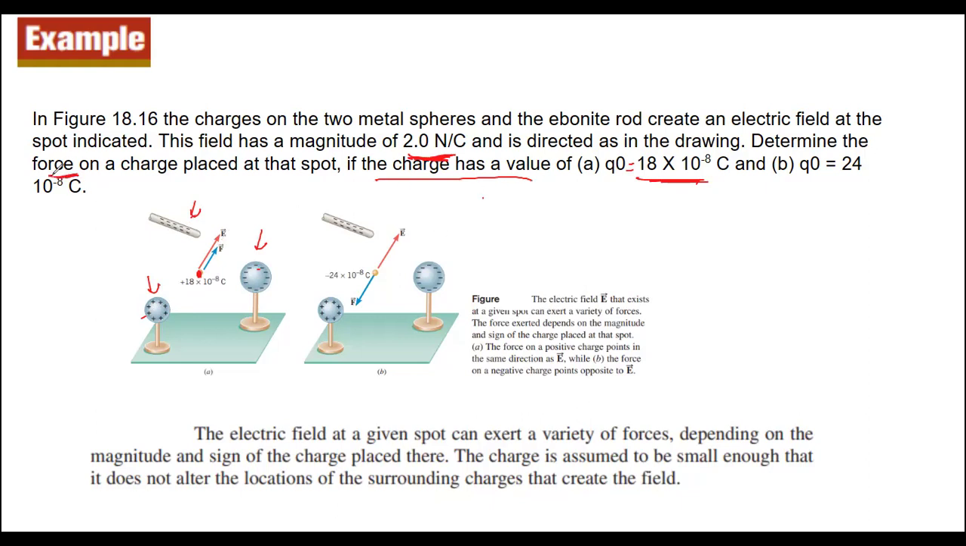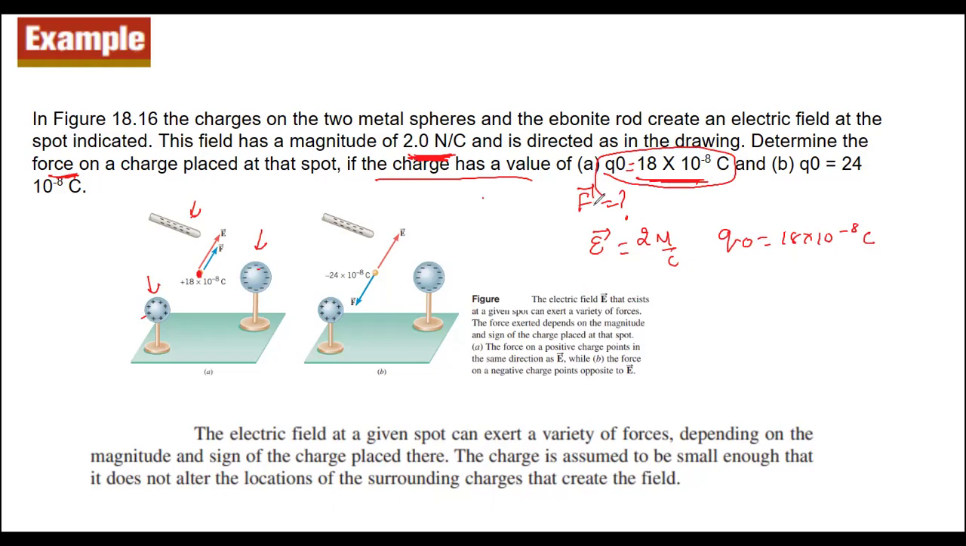Determine the force. We are looking for force. So let's see that. What we are given is the electric field. So let's write, electric field is 2 newtons per coulomb. And what else are we given? We are given the charge value q naught. So let me quickly write that: 18 into 10 to the power minus 8 coulombs.